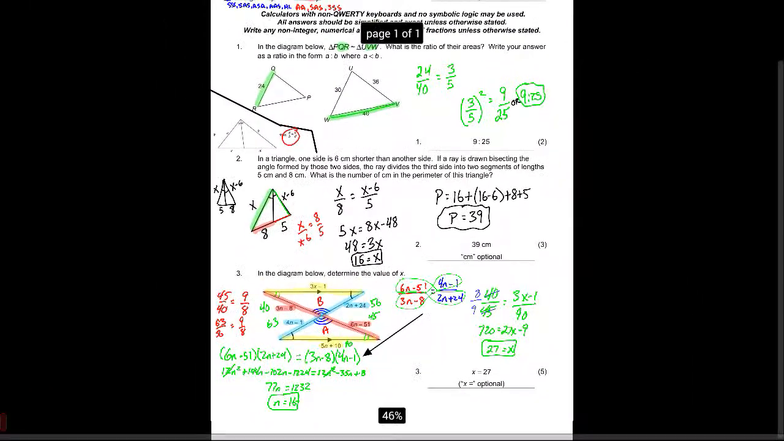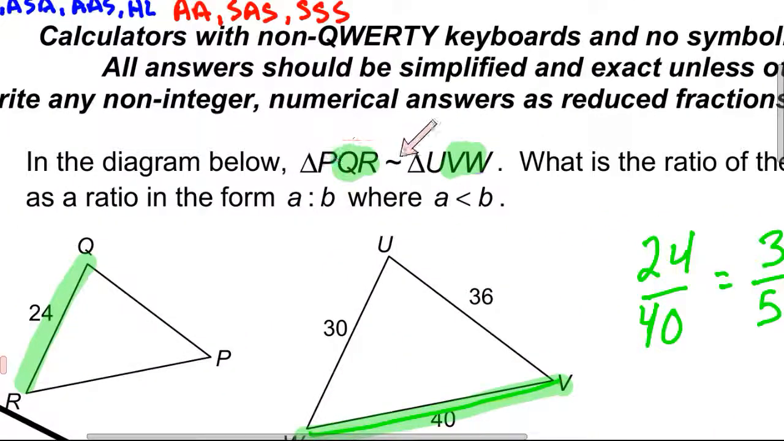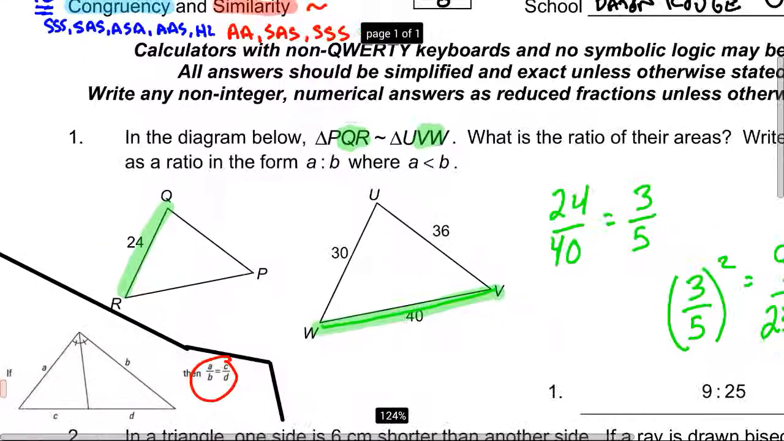That is all. Just remember, with these similar triangles, pay attention to your congruency statement if they give it to you. It tells you 6 things. Don't assume just because this one's on the left that it corresponds with the one on the left.